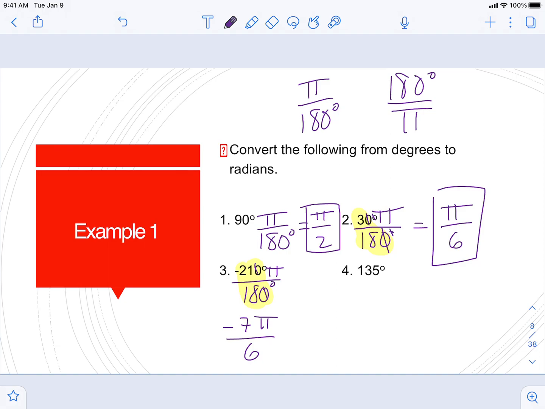And then our last one, 135. If we make it 135 pi over 180, some of these you might end up having to reduce in 2 steps. They're both divisible by 5. If I divide 135 by 5, I get 27 over 36. Now it's not fully reduced yet because 27 and 36 are still reducible. I could reduce both of them by 9, and that would end up being 3 pi over 4. Okay.